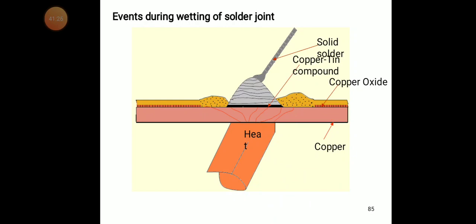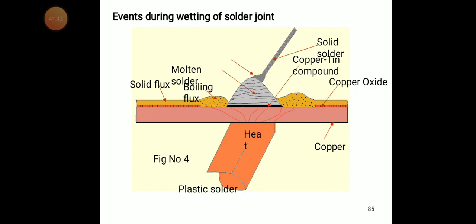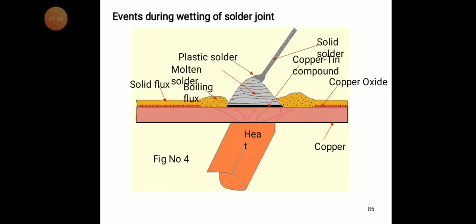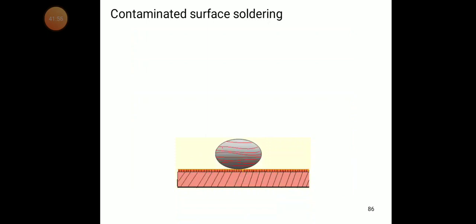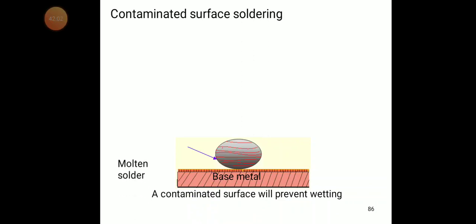Next you can see copper in compound, solid flux, boiling flux, molten solder, plastic solder, like that. These are the different stages of solder wetting. Now contaminated surface soldering, you can see how we are getting it.